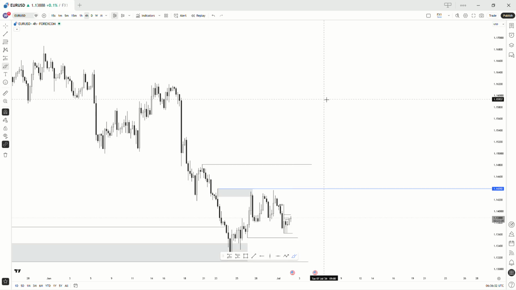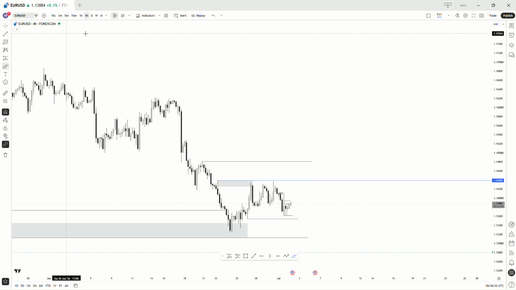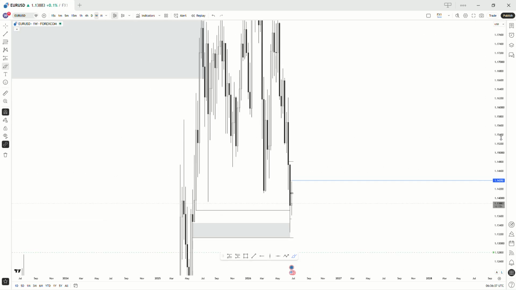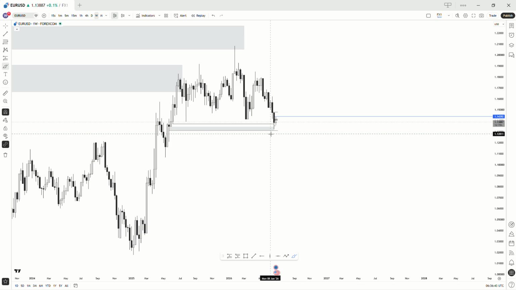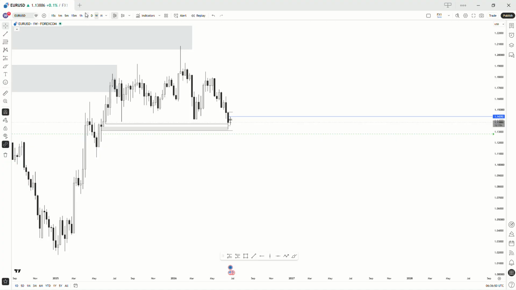So when we see Euro USD starting off with the weekly, we can see that we have taken out this low at this moment. We are mitigated to price action at the left, and from there we can see some reactions.